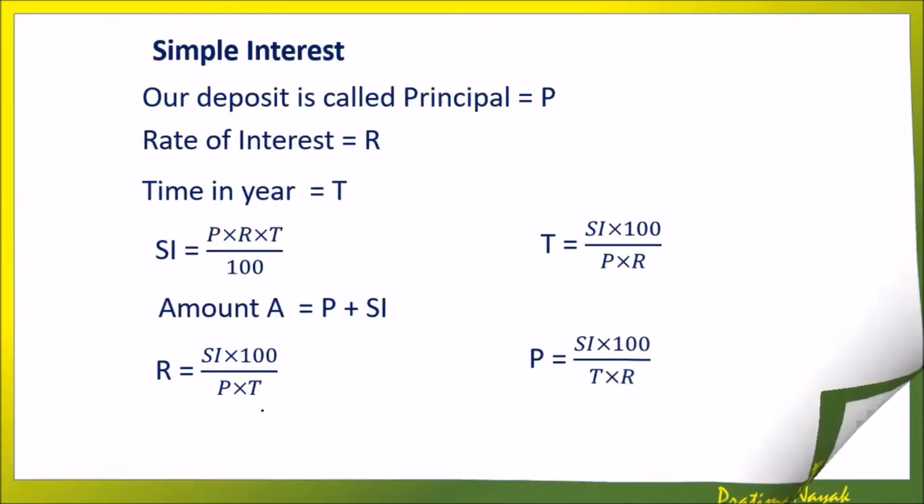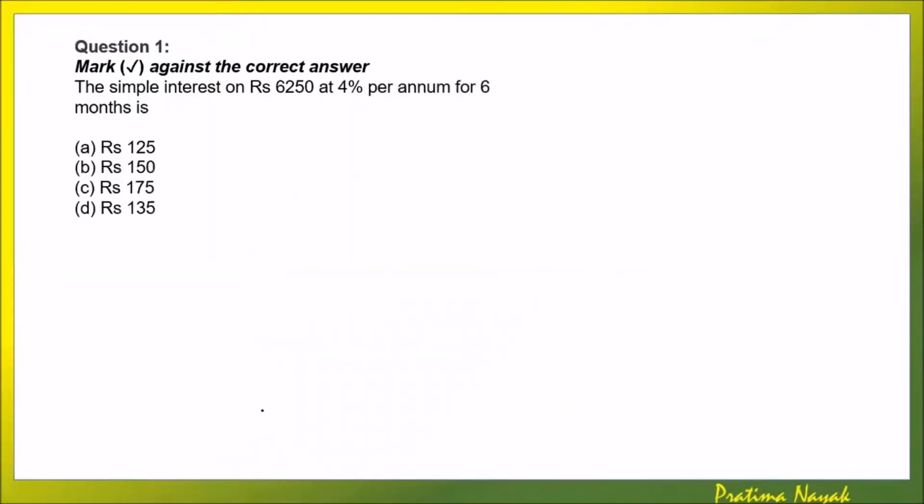Ready? So question number 1, exercise 12B. Here you have to tick mark the answer. Find the simple interest on 6,250 rupees at 4% per annum for 6 months. Here the time is not given in years, you have to keep it in mind. So P is equal to 6,250, this is R, and time is 6 months, meaning half a year.